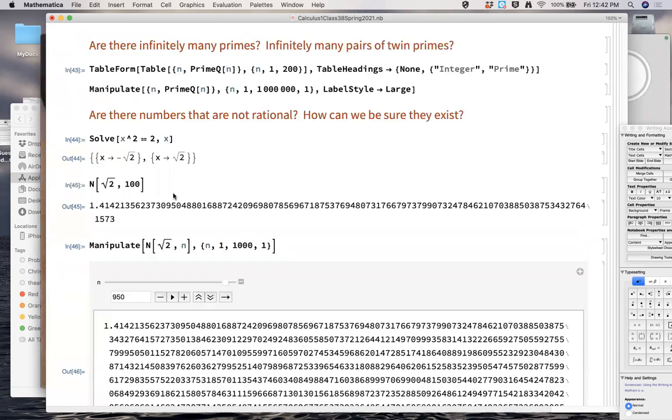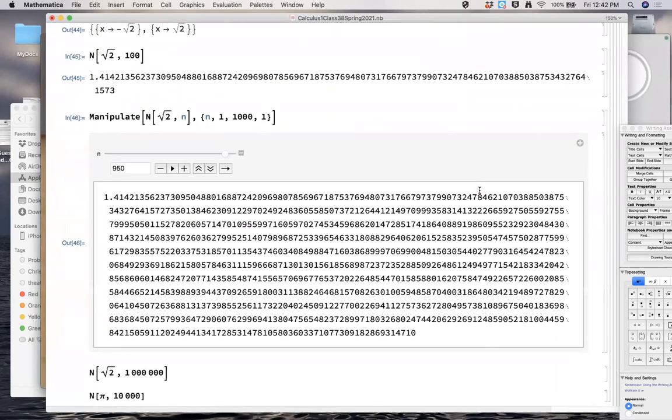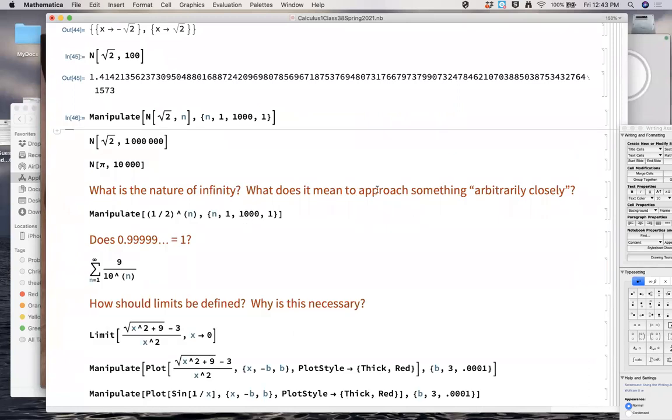So that actually does bring up a pure mathematical question. How can you be sure that irrational numbers like square root of 2 exist? It actually takes proof, and the proof does not involve looking at infinitely many digits, though you can prove that these things have infinitely many digits that don't have a repeating pattern. It's hard work. It's all related to the nature of infinity.